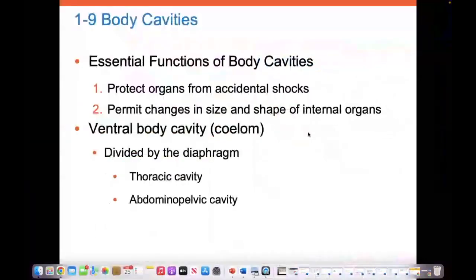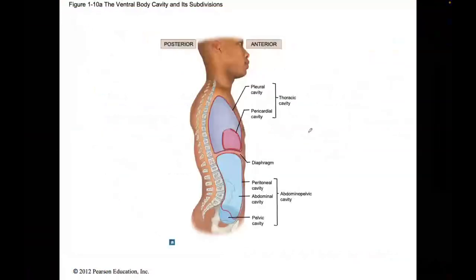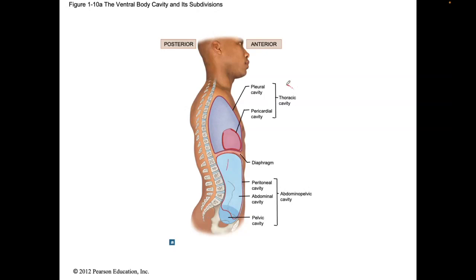In this next section, we're going to be looking at body cavities. What I mean by body cavities is you'll see that here within the torso or the trunk, we have different cavities. There's a thoracic cavity here, there's abdominal pelvic cavity, and within them, there's cavities.